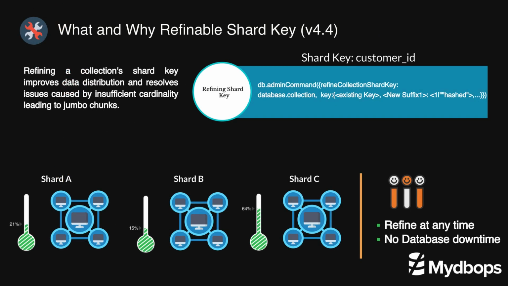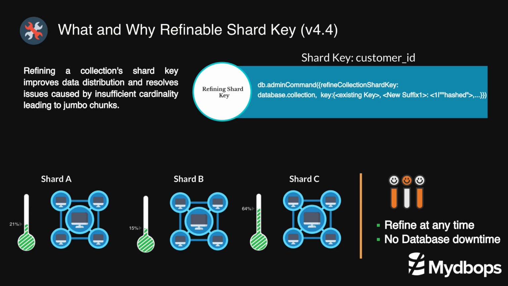Now we are going to talk about refinable shard key. What is refinable shard key? You can see the image. I have a shard A, shard B, and shard C. Shard A is having 21% of data, shard B has 15% of the data, and shard C has 64% of data. Do you think it's right? That is not the purpose of sharding. It needs to be equally distributed. Correct?